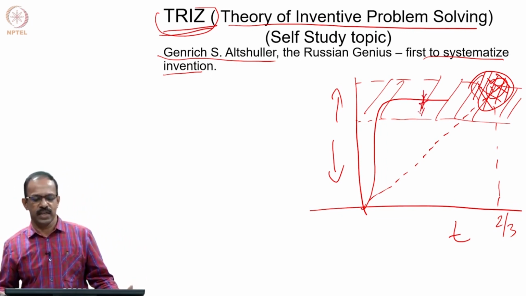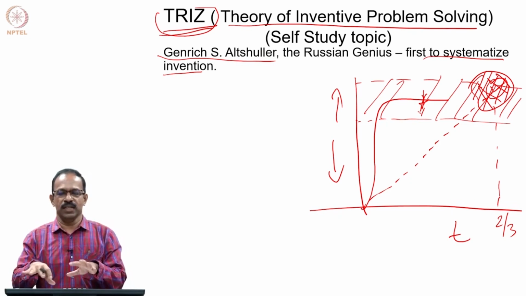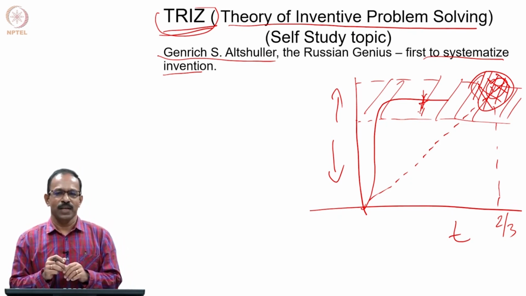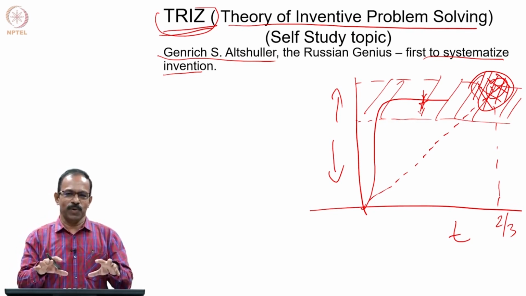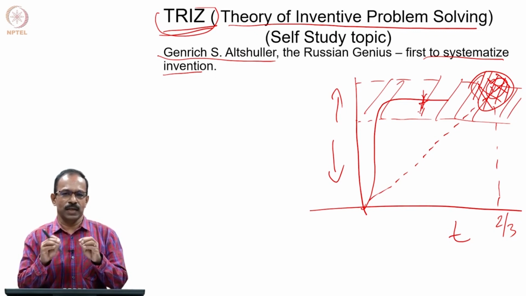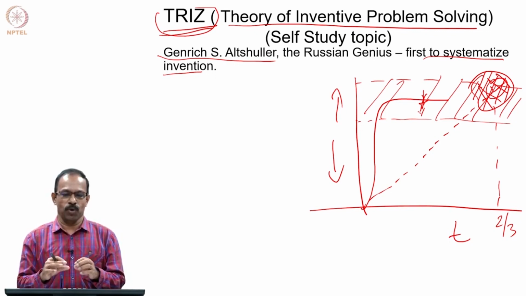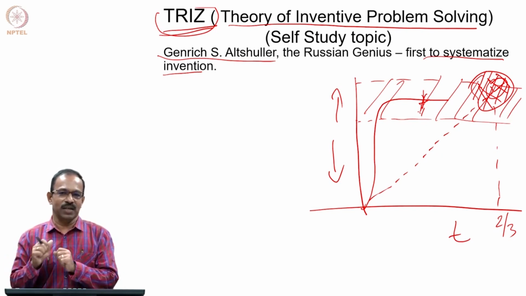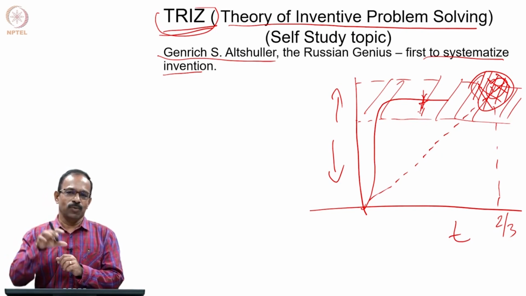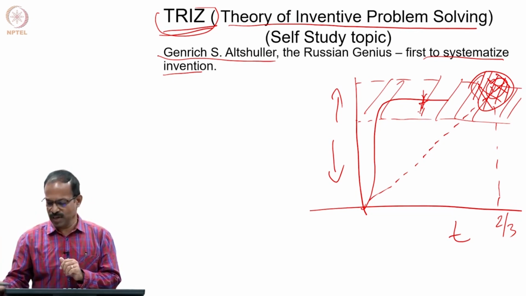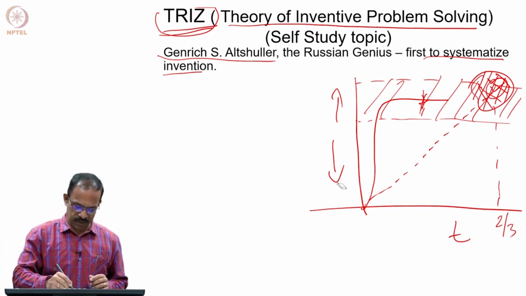So, this is the proposal he made, that is the essence of the TIPS methodology, where he says that if you have a problem, I will convert that problem into a systematic or a standard problem. Your problem will be converted into a standard or generalized problem, and then I will tell you where you can find the solution, you go there and find the solution. That is what he proposed.